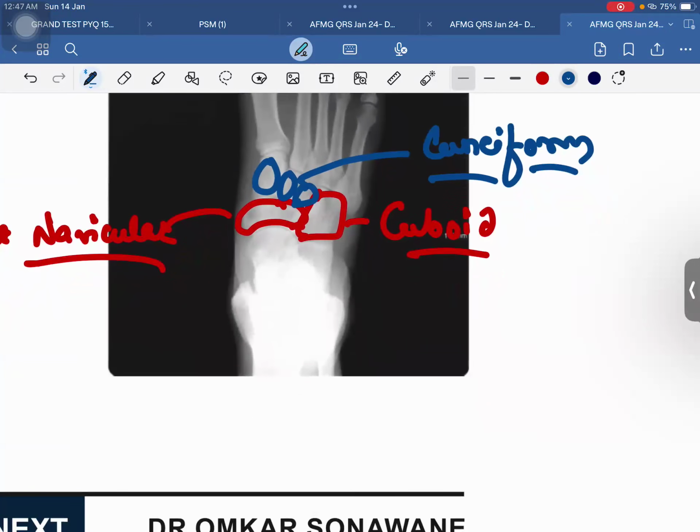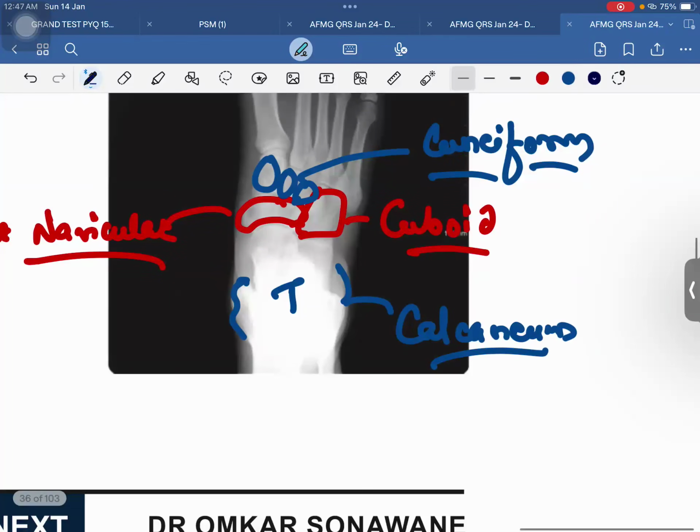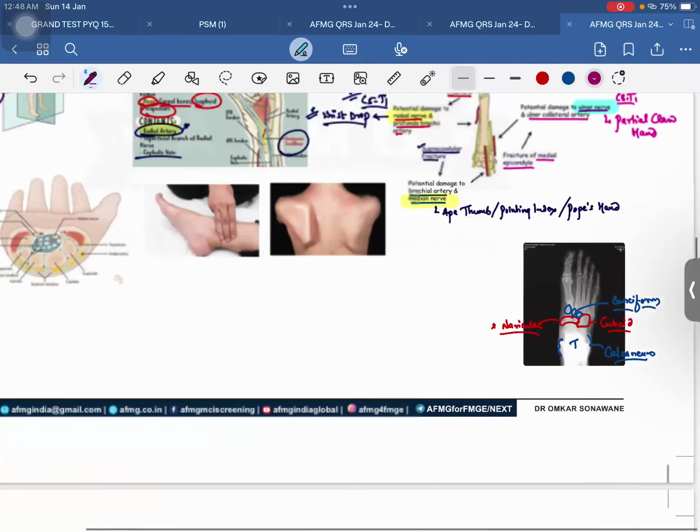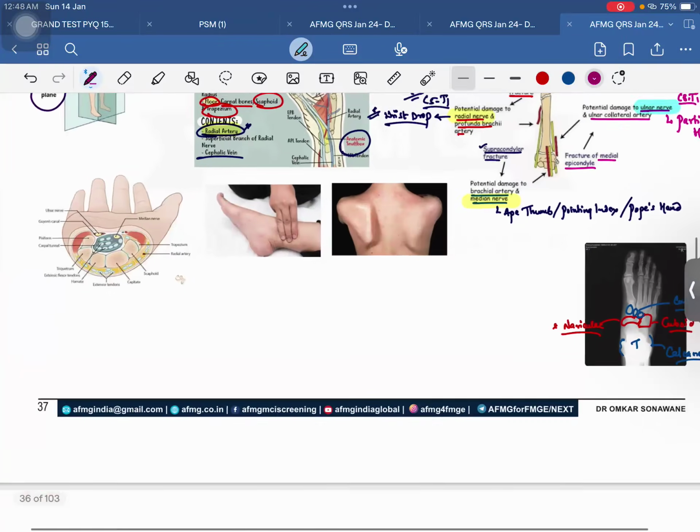Then behind this, beta, this bone is the talus bone, and beneath the talus is the largest tarsal bone, which forms the heel bone as well. This is called the calcaneum as well. So above we have the talus, which forms connections with the tibia and fibula, and below that definitely you have the calcaneum bone.